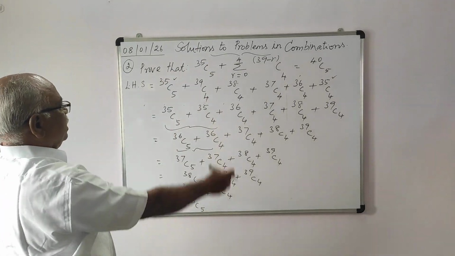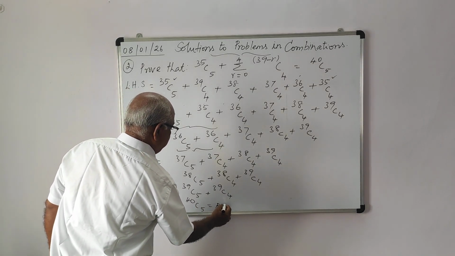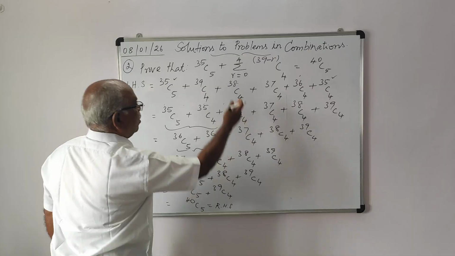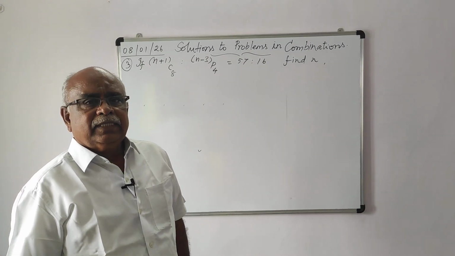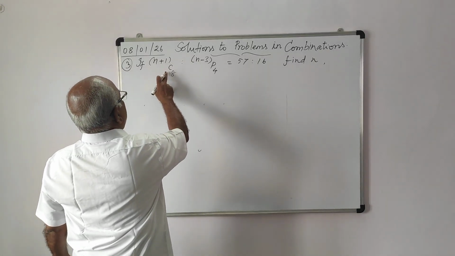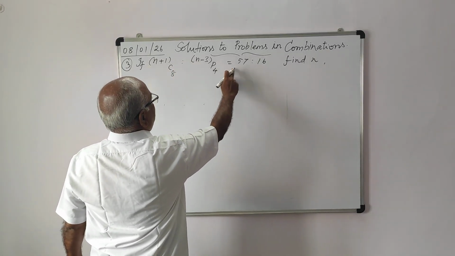That is your right hand side answer. 40C5 becomes the right hand side. That's all about this problem. Okay? The next problem: if (n+1)C8 to (n-3)P4 is equal to 57 is to 16, then find n.